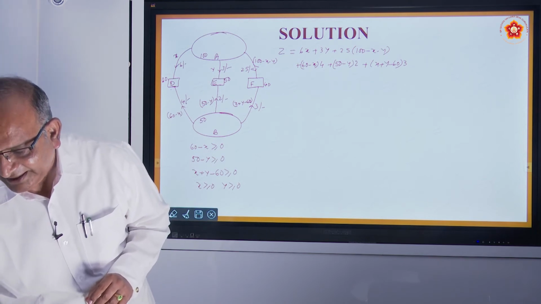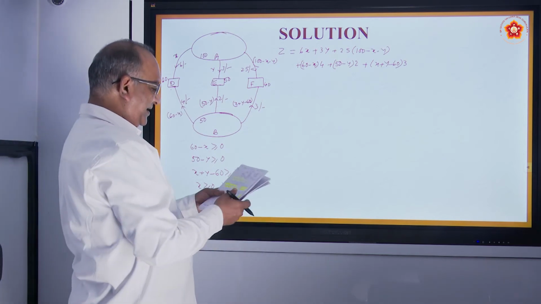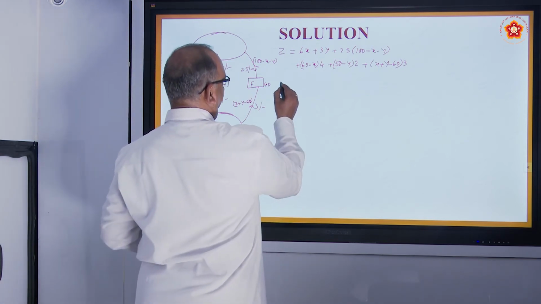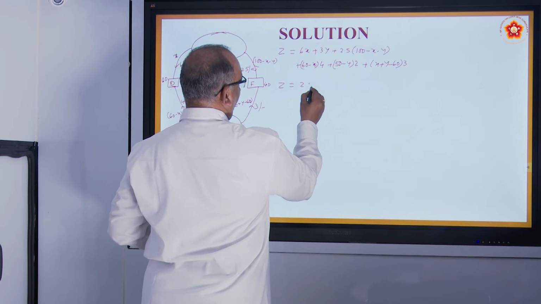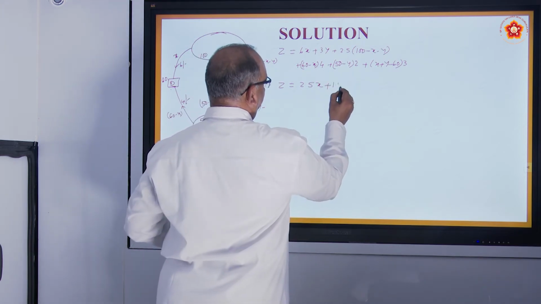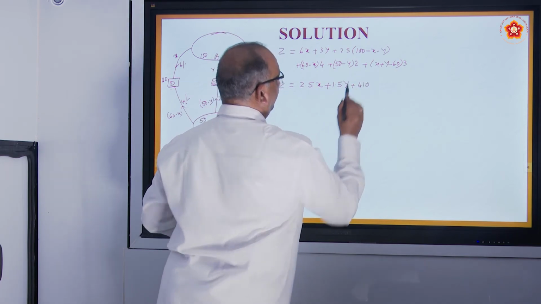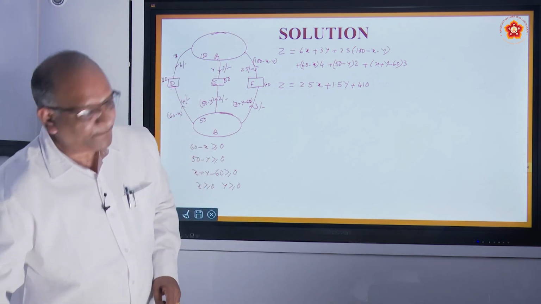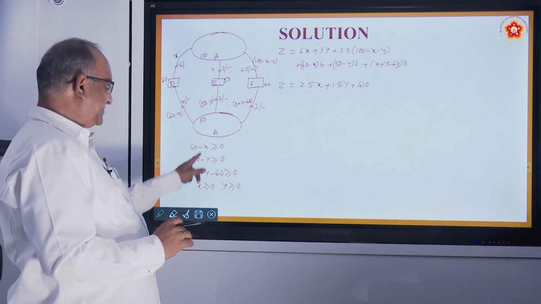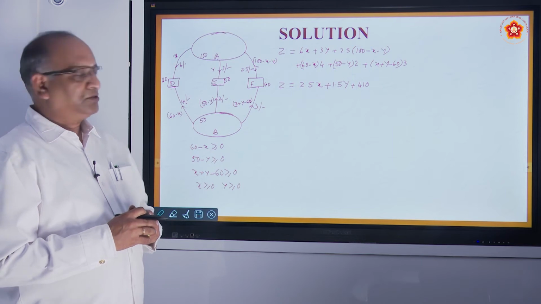To save the time, I will directly write that equation. We are going to get z equal to 2.5x plus 1.5y plus 410. This we want to minimize. These are the constraints. So, how do we do it? By drawing the graph.